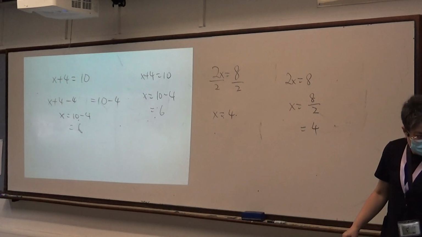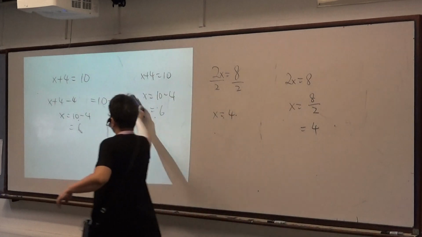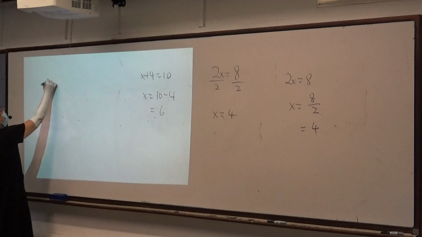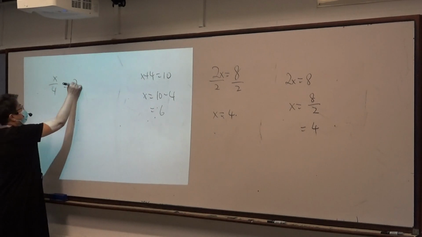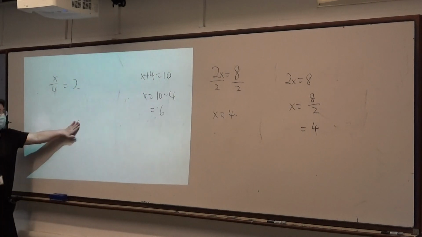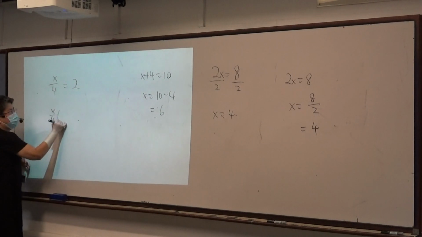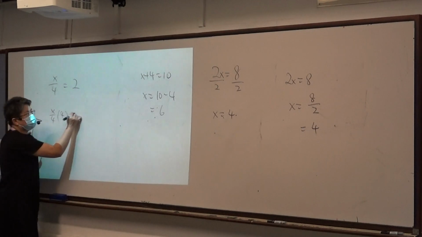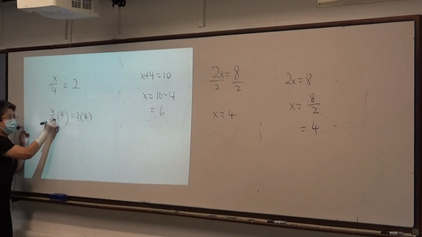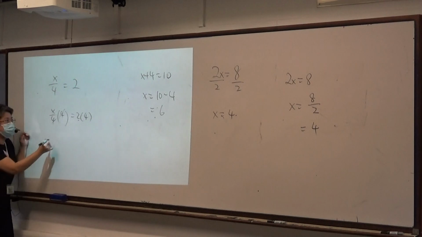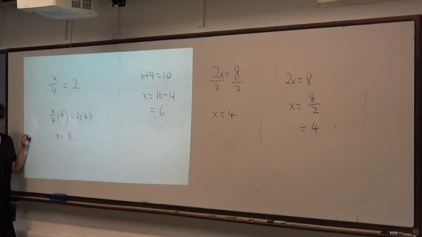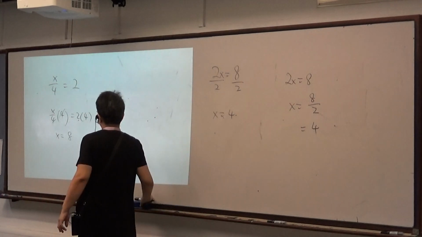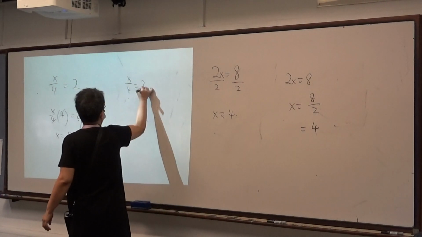Everybody okay? Alright, last one. x over 4 equals to 2. x over 4, I must times 4, right? Then I'll make it x, right? So this one will be what? Also times 4. Can you see this one cancel out? What will this be? x equals to what? 8, right?